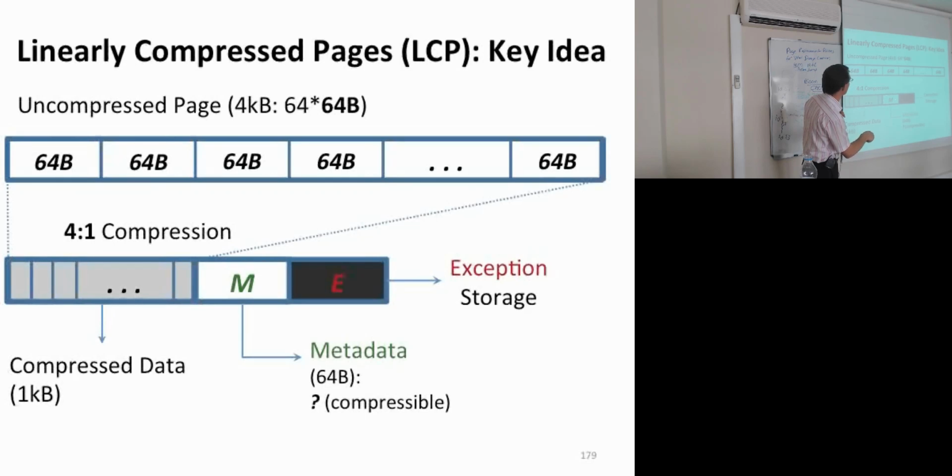This is the metadata that says, is a block compressed or not compressed? And this is the storage for those blocks that are not compressed. And this is the page structure. Now we have a bunch of these page structures for different compression ratios. So for one chunk that's compressed, how do you find the address of those?